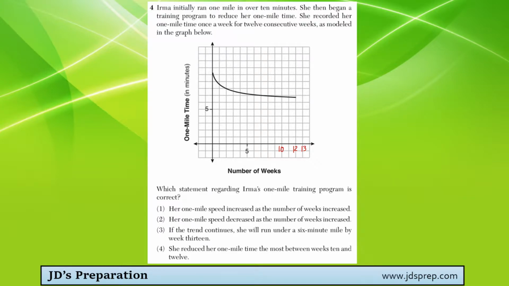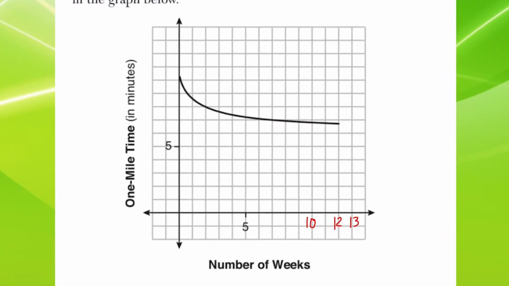All right, in this problem we are analyzing a graph. Now this graph is comparing the number of weeks and 1 mile time in minutes. This is how long it takes for this person, Irma, to run 1 mile. So for example, the first time she attempted it, we can see that it took her just over 10 minutes. And then by the 10th week, she made it just under 7 minutes.